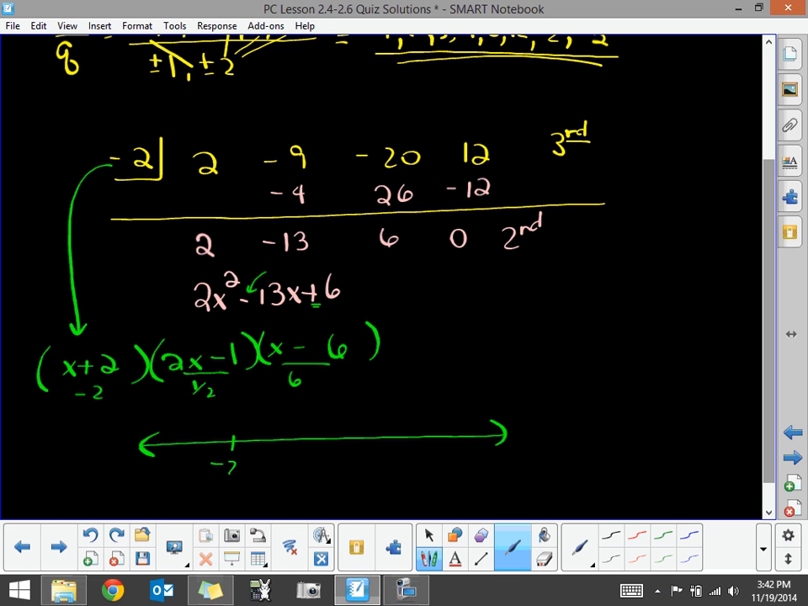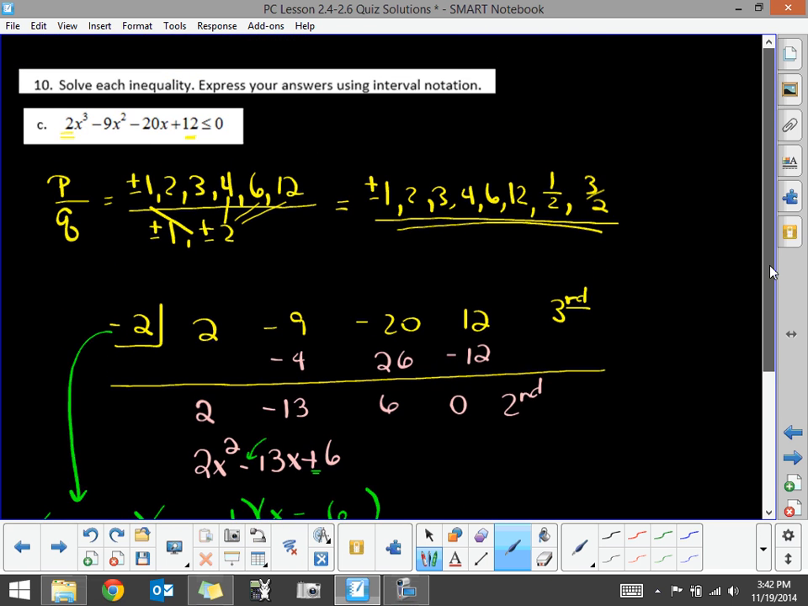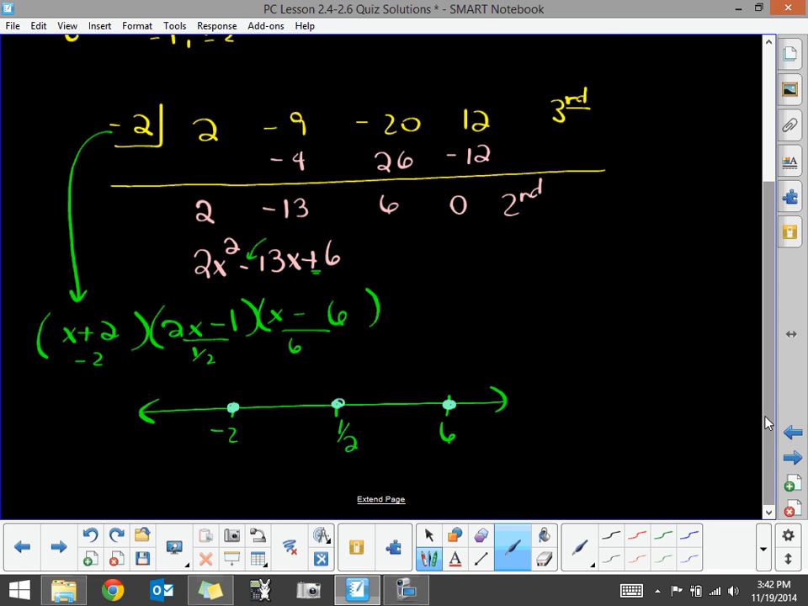So negative 2, 1/2, and 6, and this is where the values are, as I said, exactly 0. So I want to include these in the solution, because if I go back up, I want to reaffirm that it was less than or equal to. So I want to find out when they're less than or equal to 0. Well, now I know where they're equal to 0.